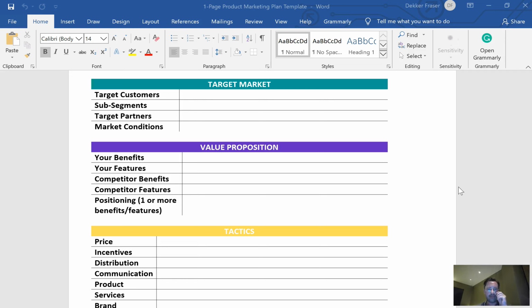Okay, so the other big thing that people miss is the target partners. So your target market is not just the customers that you want to use the product. It's not just the end users. It's also the partners that you work with.